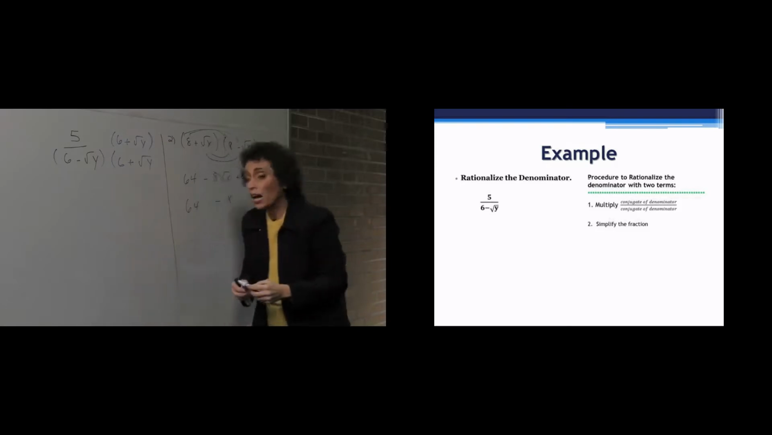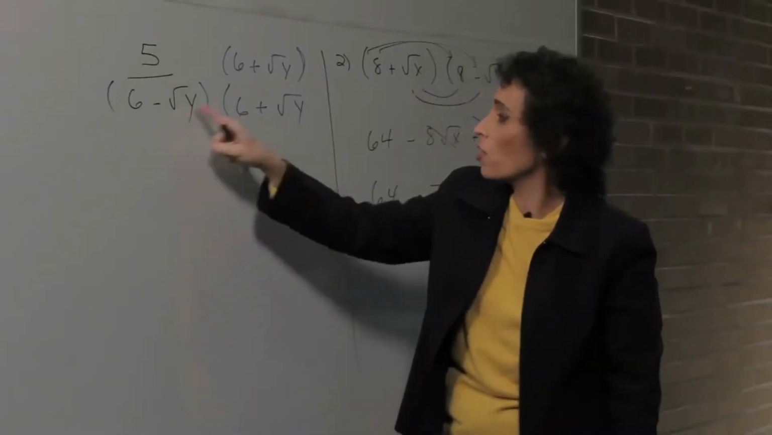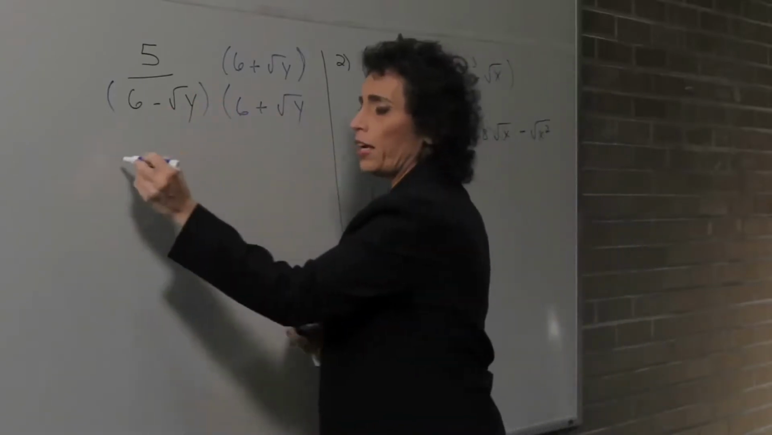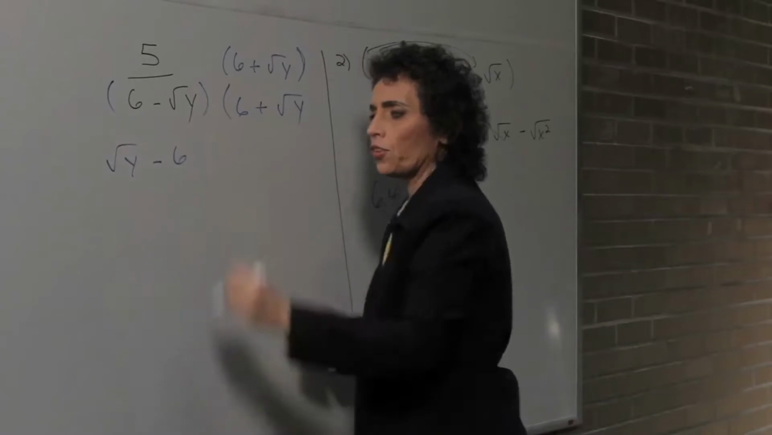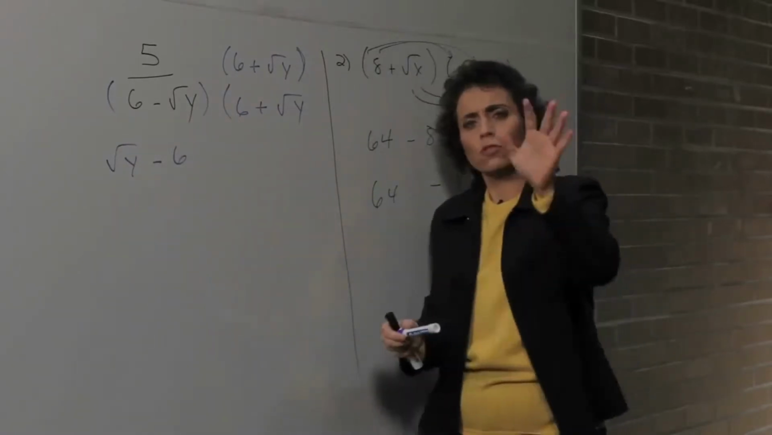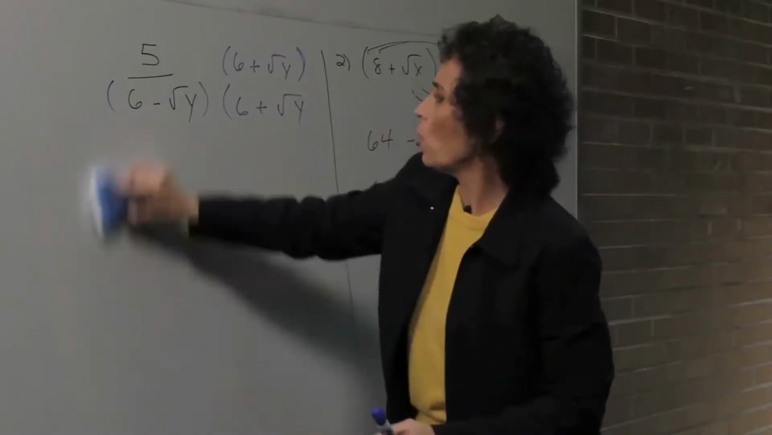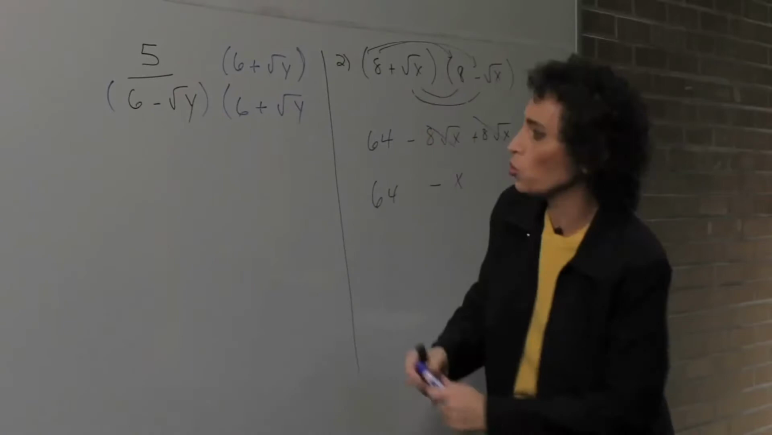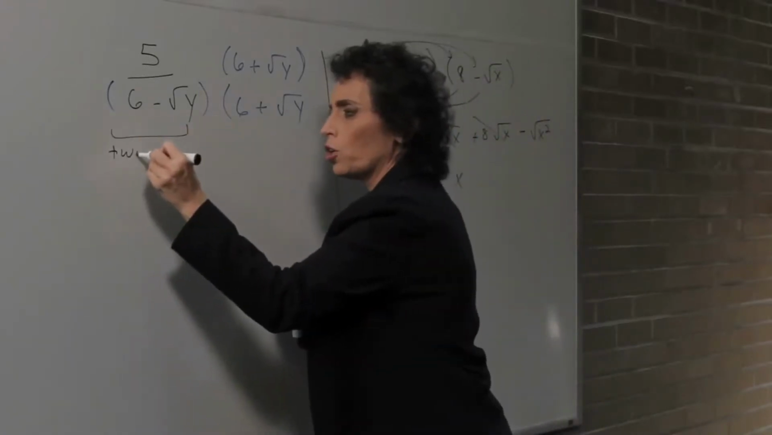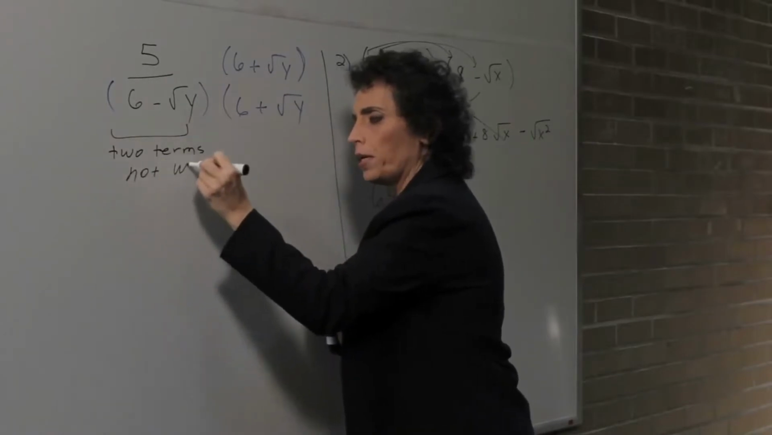Now, I have to tell you, for the conjugate to get rid of the radical, we always have to make sure it's the radical one. So if you have a number and a radical, for instance, square root of y minus 6, if we kept that, it would still be okay. Don't worry about it. We're good. So we multiply by the conjugate because there are two terms. Two terms, not a wannabe.